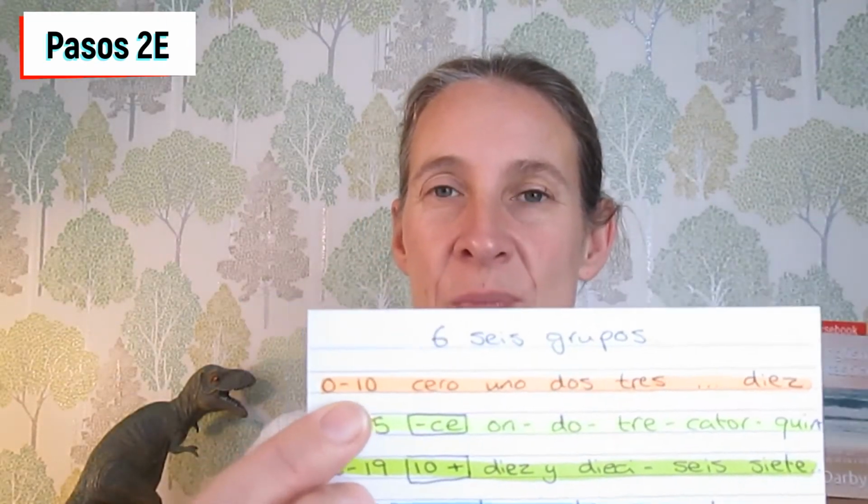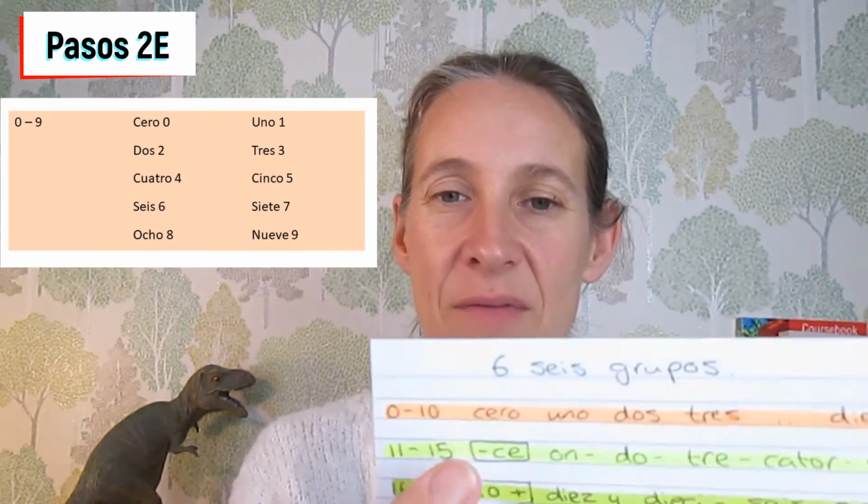So the first grupo is 0 to 10, and we have 0, 1, 2, 3, 4, 5, 6, 7, 8, 9, 10. If you want to repeat those words conmigo, then just rewind the video. And the words are las palabras. And of course, we write them in figures, which are cifras. Okay, so those are 2 palabras importantes. Palabra, word, and cifra, figure.